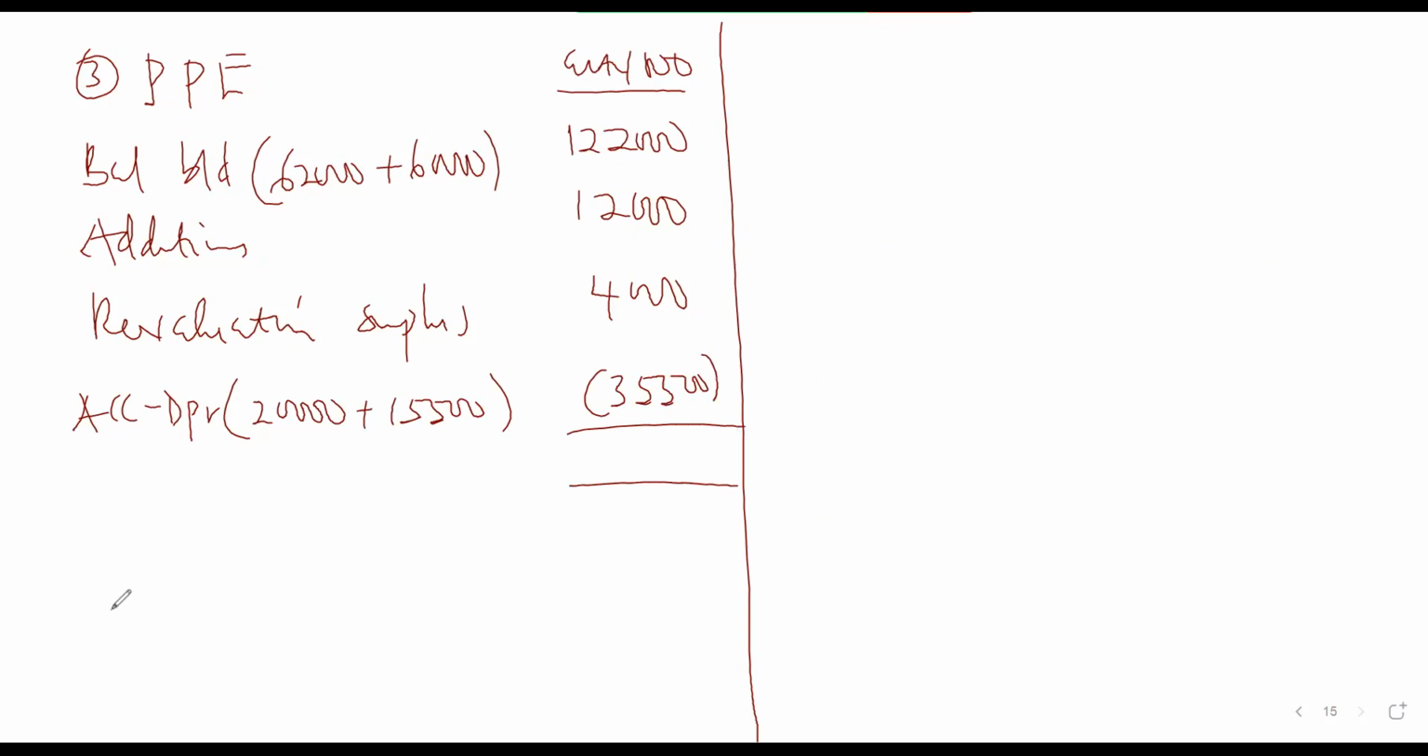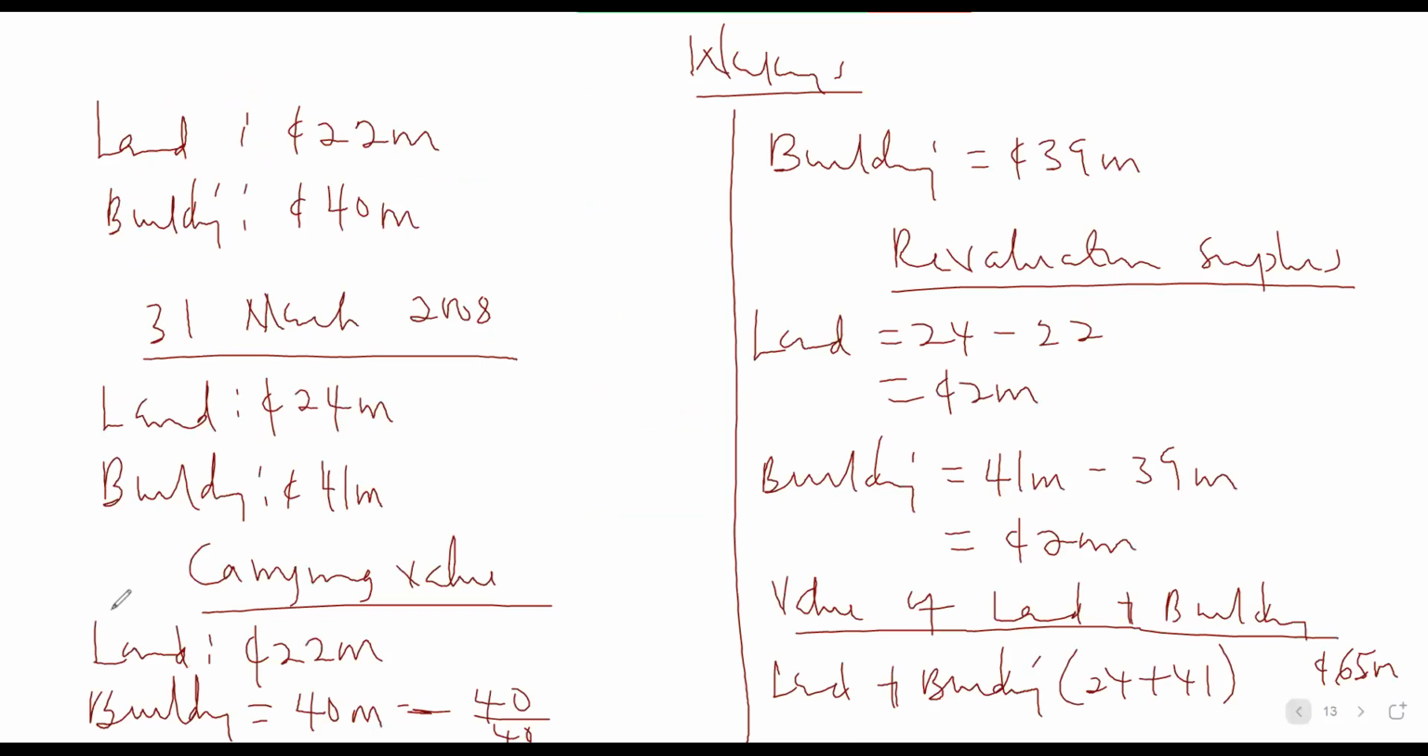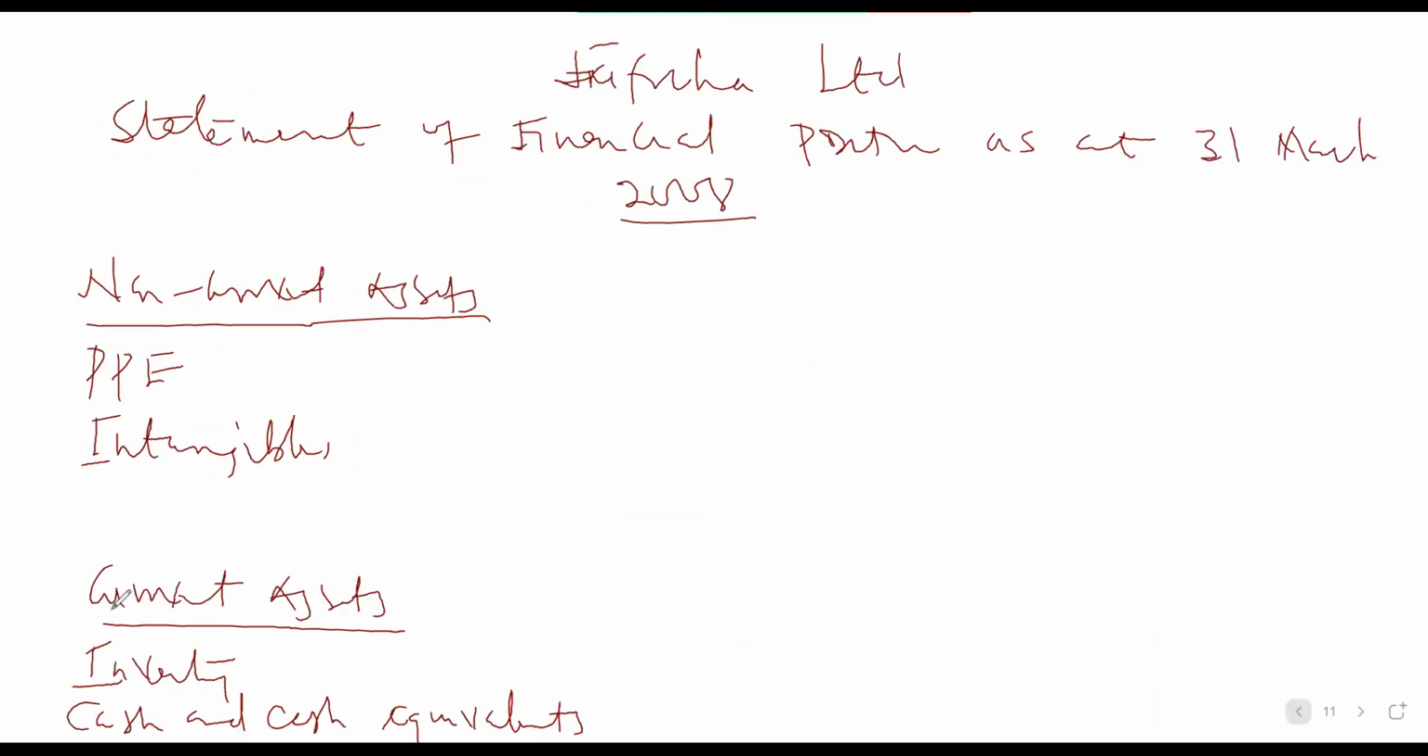So what will be the closing balance for PPE now? Then 102,500. 102,000. Okay. So that is your PPE. Go and show that in your statement of financial position. Yeah, Kojo.